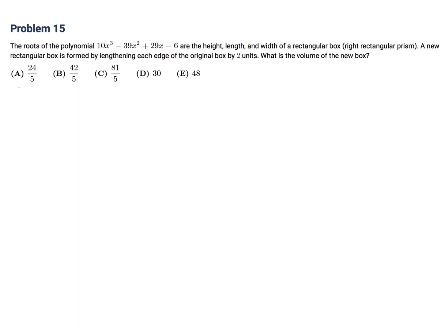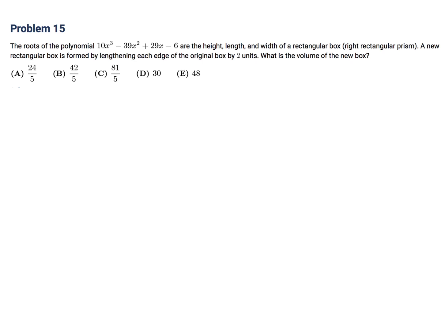The roots of the polynomial 10x cubed minus 39x squared plus 29x minus 6 are the height, length, and width of a rectangular box, a right rectangular prism. A new rectangular box is formed by lengthening each edge of the original box by 2 units. What is the volume of the new box?